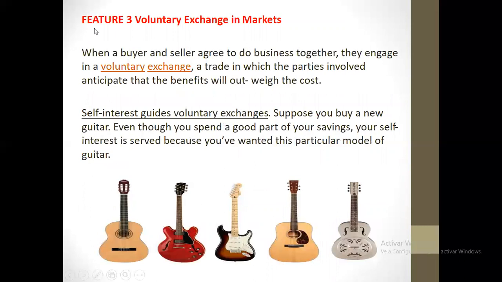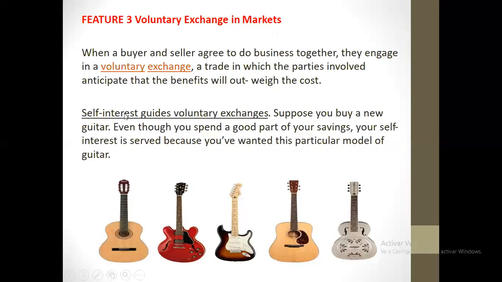Now, the third one is voluntary exchange in market. Intercambio voluntario en el mercado. Por ejemplo, si yo quiero comprar, vamos a suponer que esta guitarra, me gustó esta guitarra, pero el que me la está vendiendo me dice, ok, te puede costar $1,500. Digo, wow.